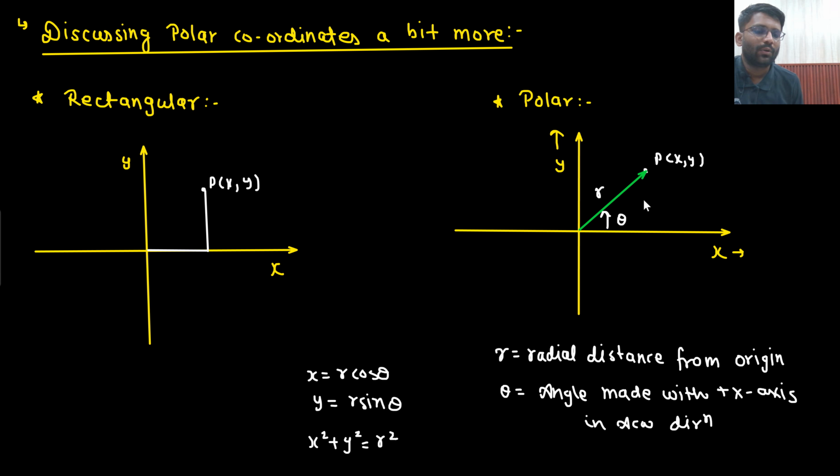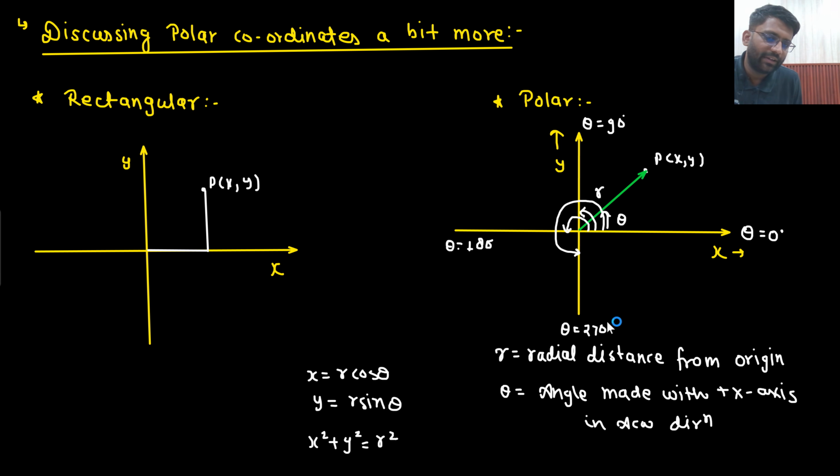Also, what do we know about theta? Sir, if you are on the x-axis, then the angle made with the positive x-axis will be 0 degrees only. If you are on the y-axis, then the angle made with the positive x-axis in the anti-clockwise direction is 90 degrees. If you are on the negative x-axis, then the angle is 180 degrees. And here the angle is 270 degrees.